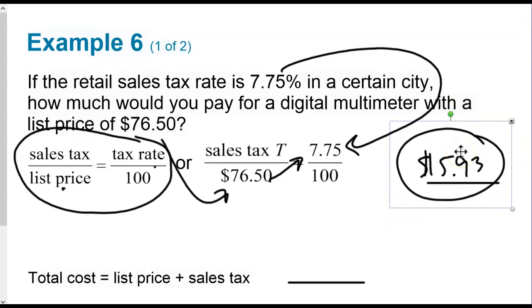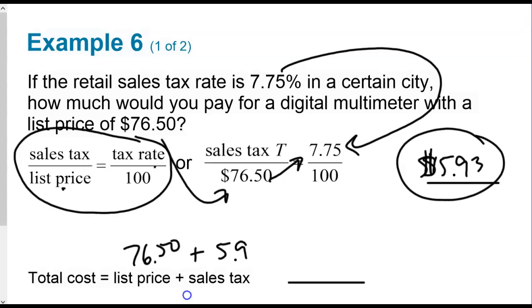Excuse me, not the total cost. That is the tax, and just to make sure that we see this is a dollar sign. And so what we do is we take our total cost, which is going to be the list price, so we'll bring that back here, $76.50 plus our sales tax, $5.93, and get our calculator back again.